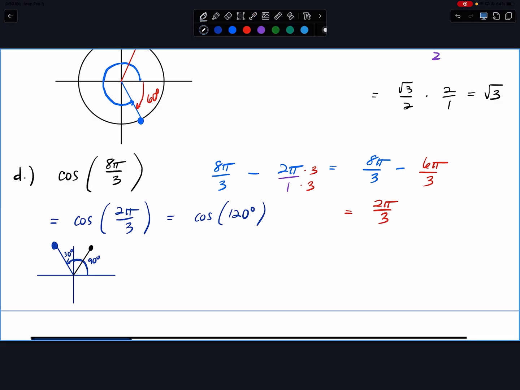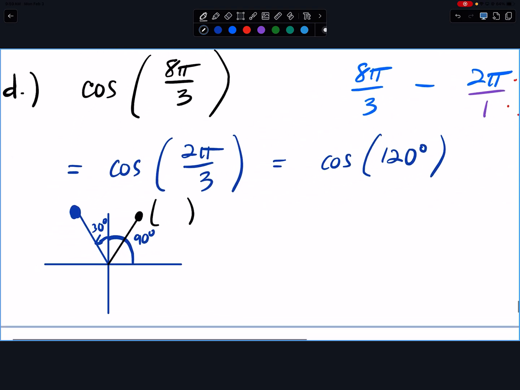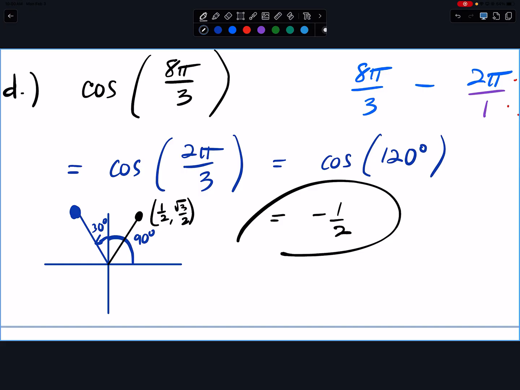So again, what's the x and y right here? 1/2, comma, square root 3 over 2. Which one do I care about if I care about cosine? X. Since I'm over here, what do you know about cosine over here? It's negative. So this is going to give me negative 1/2.